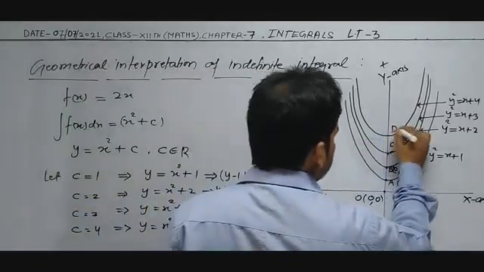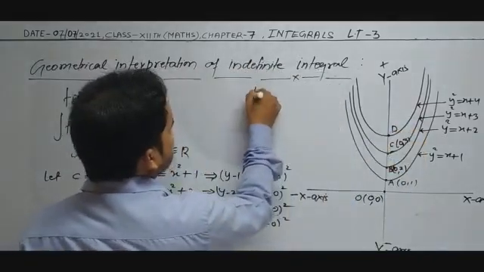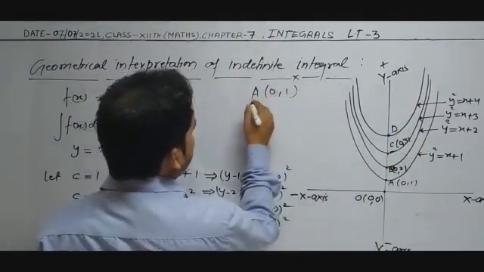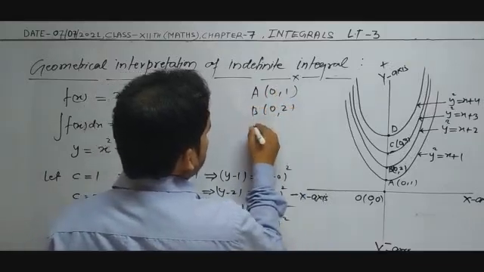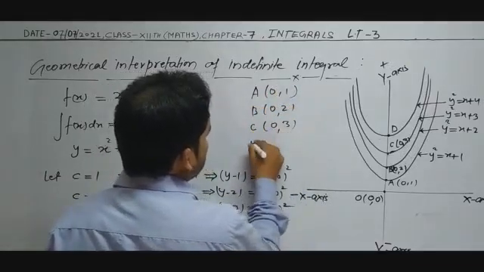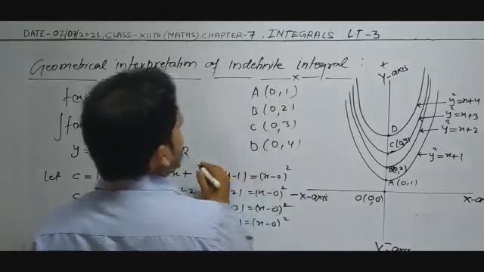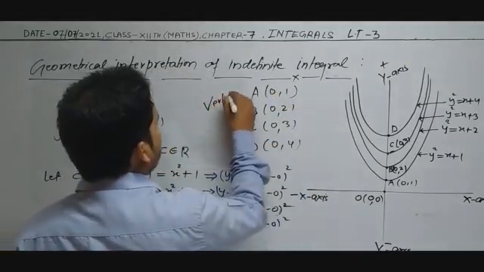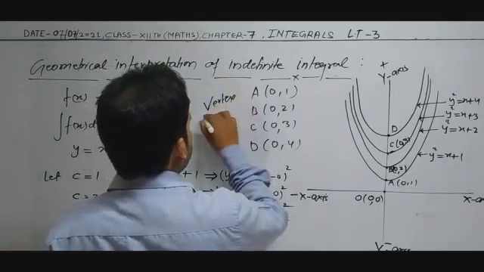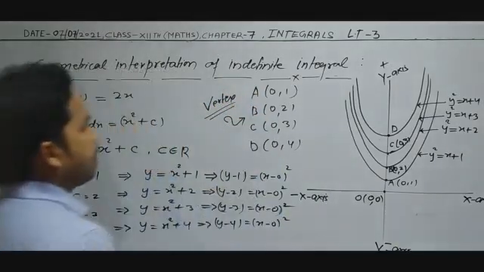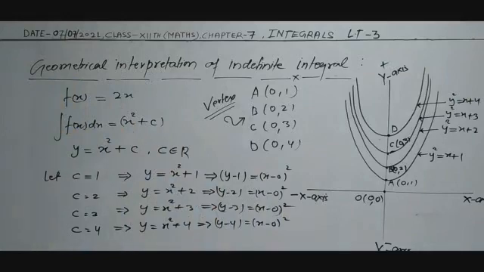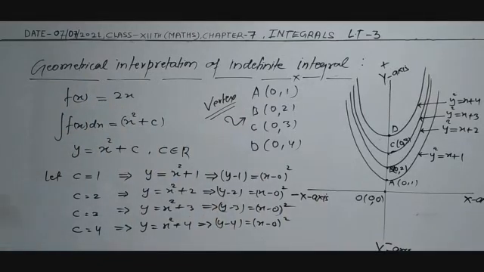Suppose this is the point D and A coordinate is 0 comma 1. This is the vertex. B coordinate is 0 comma 2, C coordinate is 0 comma 3 and D coordinate is 0 comma 4. These are the vertices of the parabolas. So now we are going to take the values of c that are negative. So what will be its result when you take a negative value of c?